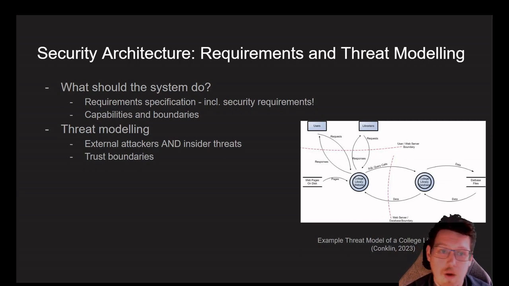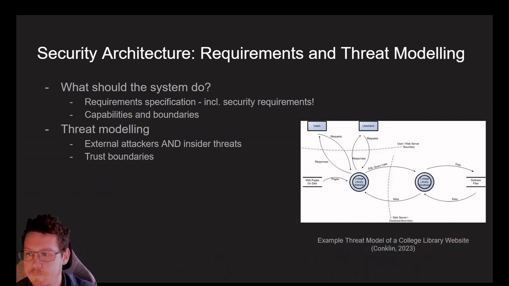So security architecture. We're going on to requirements and threat modeling. So requirements. What we're actually doing here, first stage. Sorry, my head's in the way of the reference. A little bit over here.